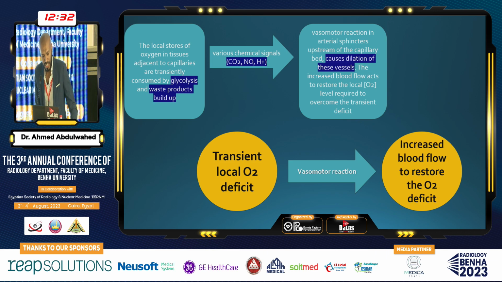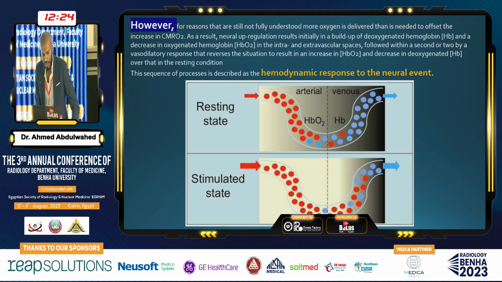So we have a transient local O2 deficit. With a vasomotor reaction, there will be increased blood flow to restore this O2 deficit. However, for unknown reasons, the oxygen is delivered more than needed to offset the increase in the CMRO2. As a result of the neuronal upregulation, it will result initially in a buildup of deoxygenated hemoglobin and a decrease in oxyhemoglobin in the intra and extravascular spaces.